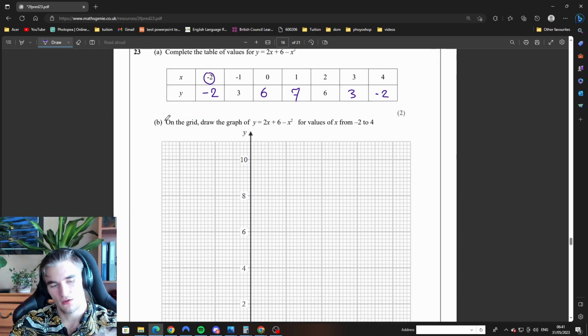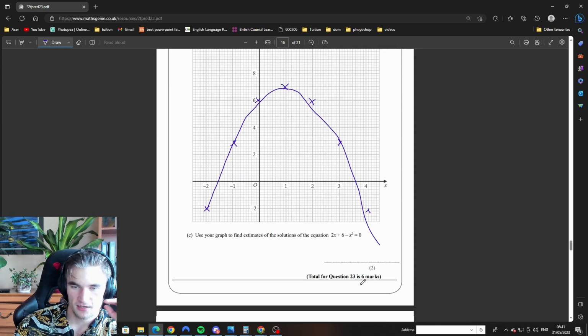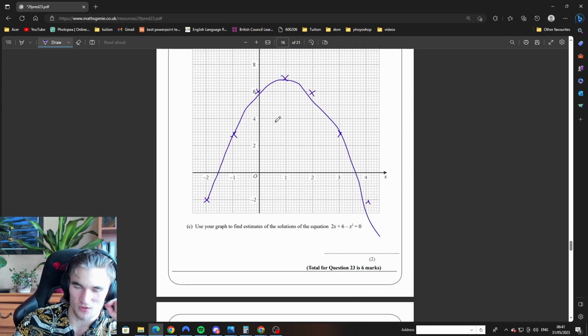Okay. So now we need to plot it. Something like that. Oh, yeah, good enough. Obviously, you want to be accurate when you do it. Take your time. Use your graph to find estimates for the solutions 2x plus 6 minus x squared is equals 0.